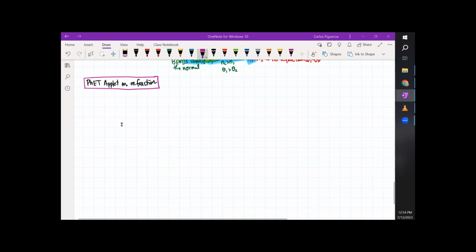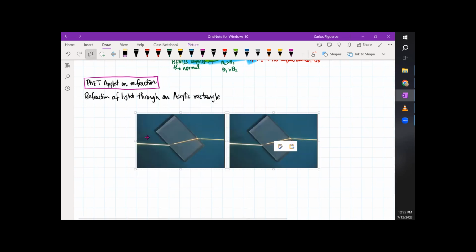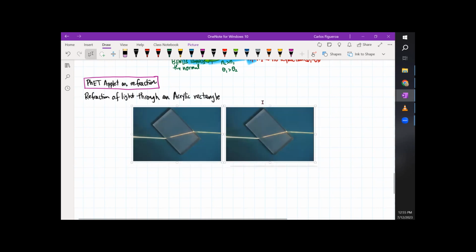So now what I'm going to do here is look at refraction of light through an acrylic rectangle. Okay, and this is an important one because this is really what we're going to be looking at.